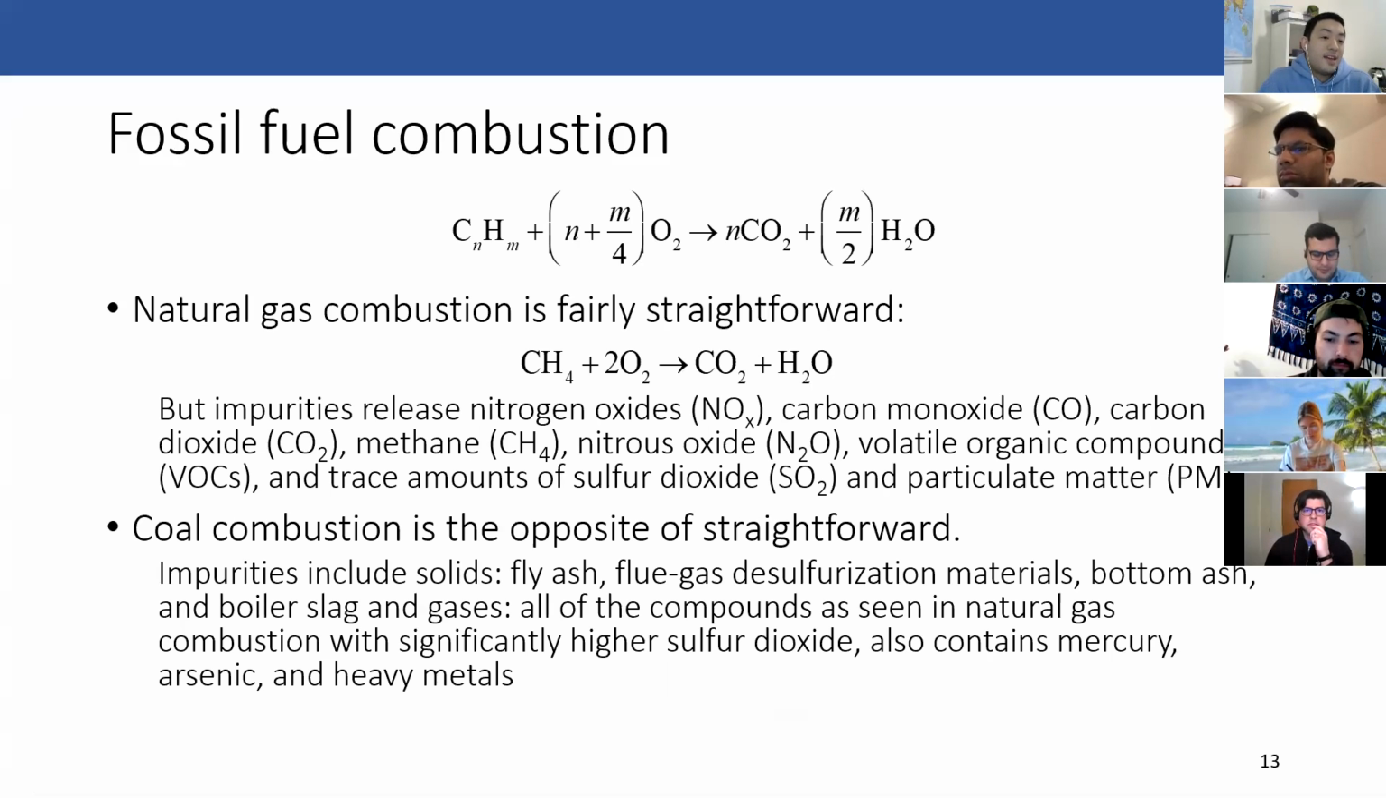Okay, and then coal combustion. You'll note that I didn't put a chemical formula here because coal is an absolutely crazy compound. And as we showed before, there are tons and tons of impurities within the solid, and that can result in a whole bunch of byproducts in combustion. So this is just a laundry list of them, but ash, bottom ash, slag, these are all solids that come out of the combustion.